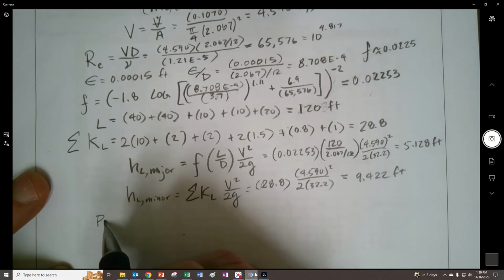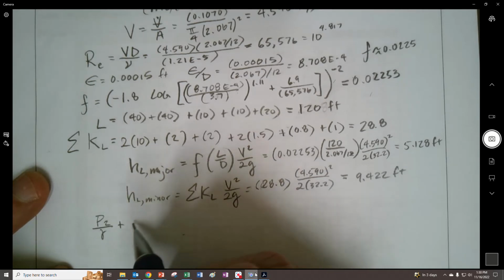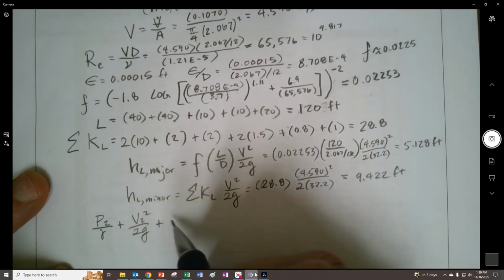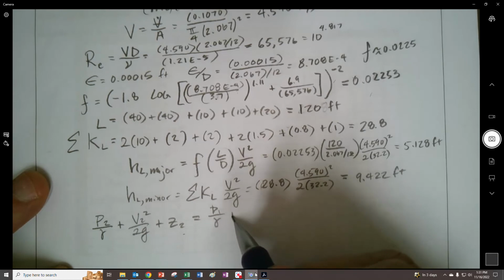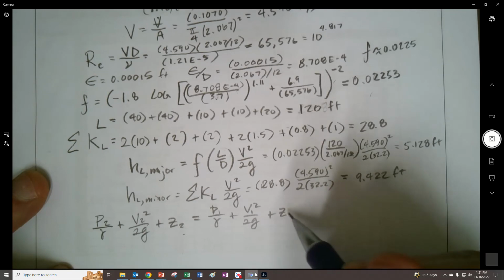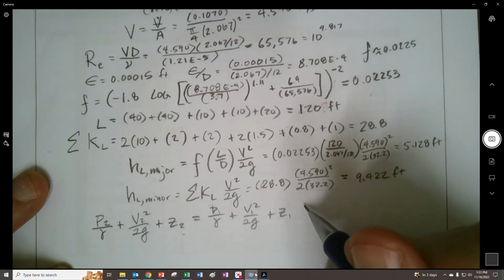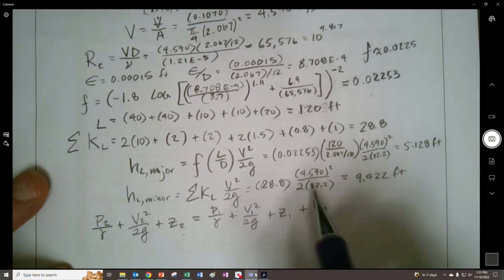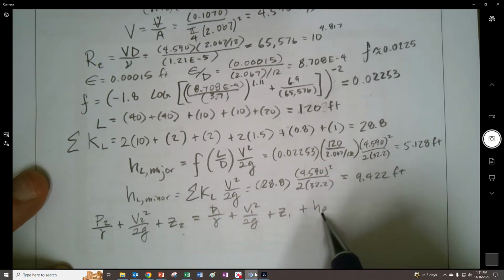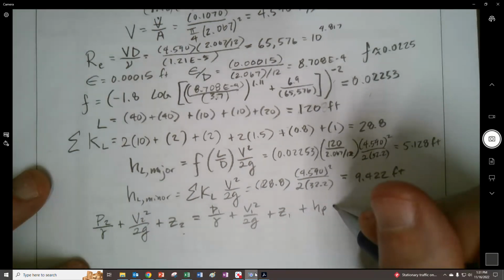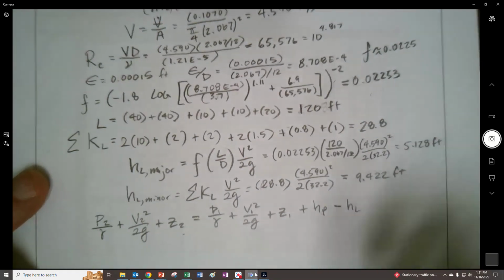But we have P2 over gamma plus V2 squared over 2g plus Z2. It's going to be equal to P1 over gamma plus V1 squared over 2g plus Z1, and plus, all right, so this is the Bernoulli energy at the beginning. Here is what we're adding to it, and here's what we're subtracting from it, that head loss.